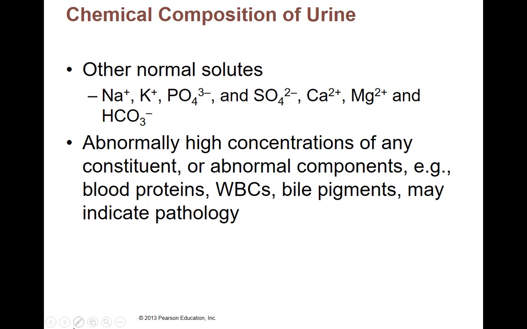Or if you have some abnormal components, if you've got blood, proteins, you should never have blood or any type of blood in your urine, white blood cells, bile pigments, it may indicate some other type of disease is happening. Something else is happening to your body.